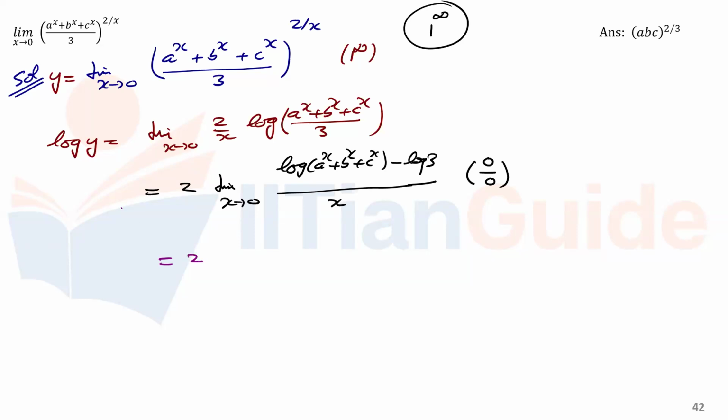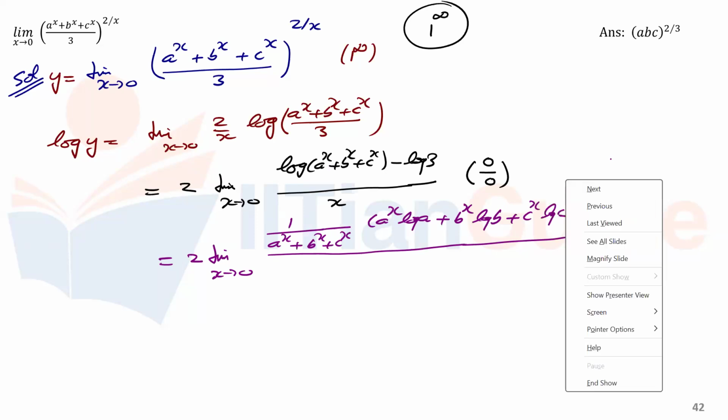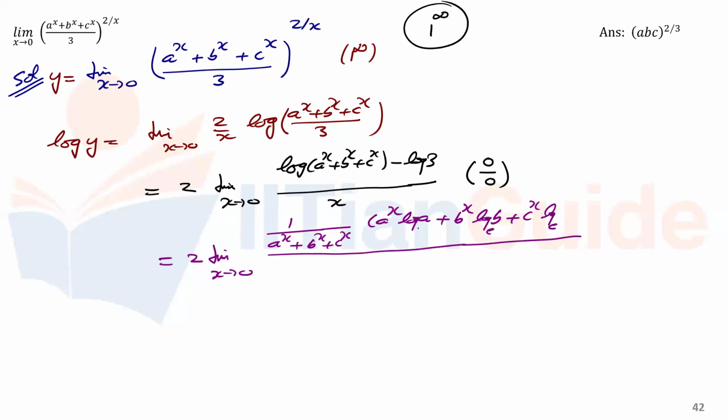So 2 is outside. I'm getting the value of log y, limits extending to 0. I will differentiate the numerator. Log t will give me 1 by t, that is 1 upon (a^x + b^x + c^x). After that, if I differentiate, I'm going to get a^x log a. I will differentiate b^x, that will give me b^x log b. If I differentiate c^x, I'm getting c^x log c. Base is e everywhere. I'm mentioning base is e everywhere. This is the differentiation of the numerator.